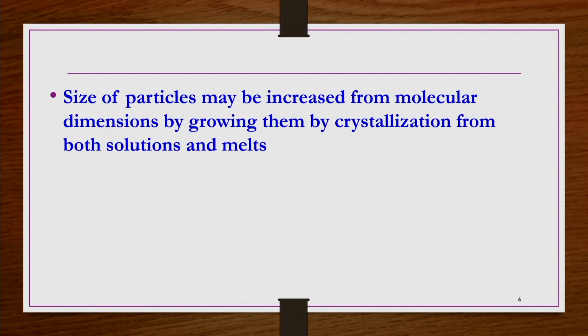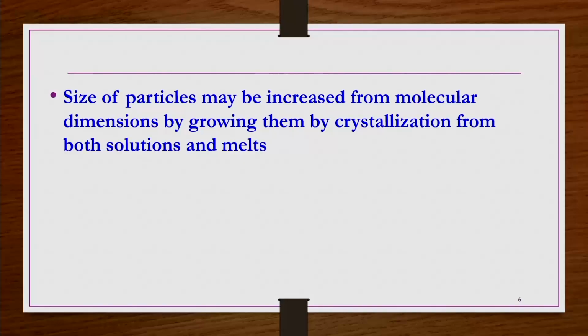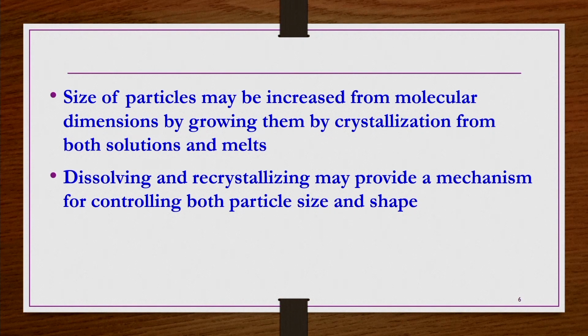The size of the particles may be increased from molecular dimensions by growing them by crystallization from both solutions and melts. What you can do is find a solvent in which these particles may be dissolved. Then you dissolve them and recrystallize them. When you do the recrystallization, you may not get such fine particles, you may get slightly bigger particles. So, dissolving and recrystallizing may provide a mechanism for controlling both particle size and shape as well.